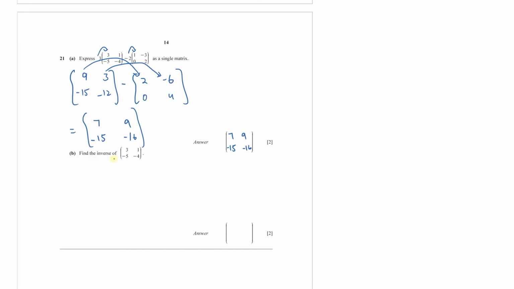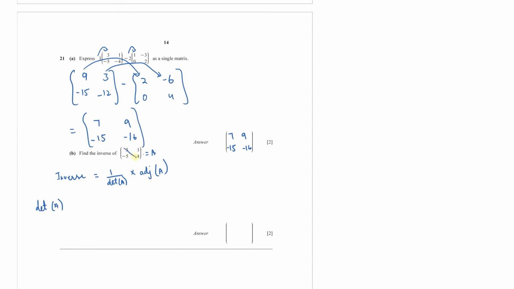Part B is find the inverse of this matrix. So how do you find the inverse? So inverse will be 1 over, let's call this matrix A, so 1 over determinant of A multiplied by the adjugate of A. So how do you find the determinant of A? Let's first find determinant of the matrix A.